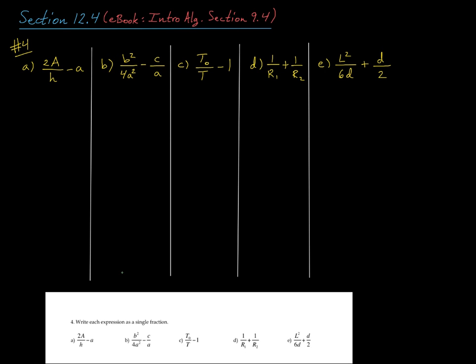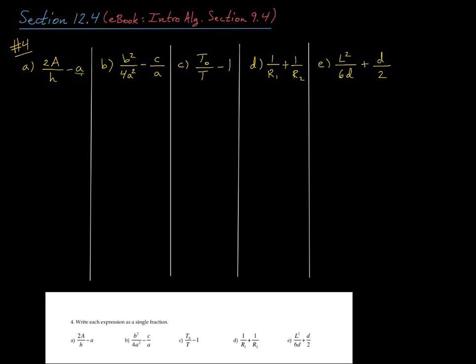All right, problem number 4 says to write each expression as a single fraction. Okay, so like we've been doing, the first thing we'll want to do is get a common denominator. And so looking at 4a, I have 2 times capital A over h minus a. And one point of emphasis here is that when you see a combination of, say, a capital A and a lowercase a, these are treated as different quantities.